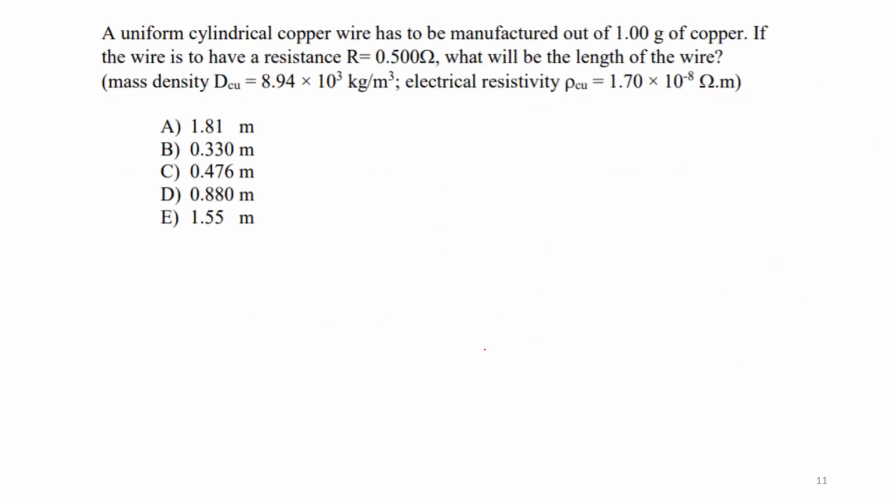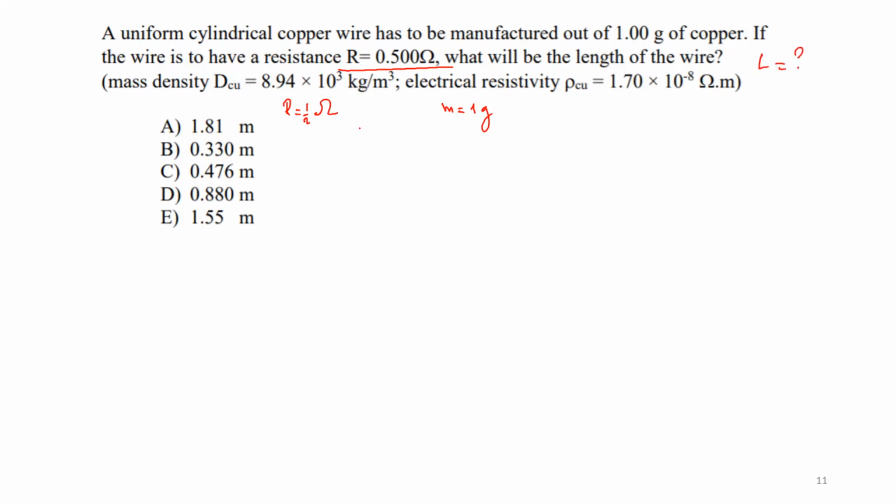Let's solve this problem now. So read it very carefully. We have a uniform cylindrical copper wire that has to be manufactured out of 1 gram of copper. So mass is 1 gram of copper. If the wire is to have a resistance of half ohm, what will be the length of the wire? Okay. The question is, what is L?